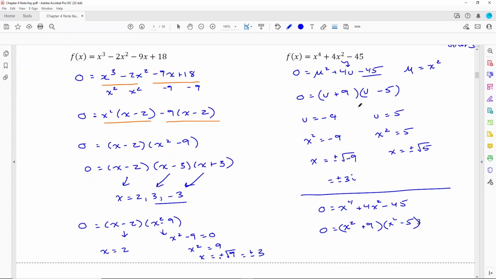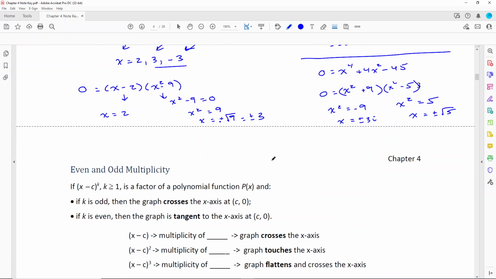And then we're at the exact same place that we would be, right? You'd say x squared equals negative 9, x squared equals 5, and you'd still get x equals plus or minus 3i, and x equals plus or minus root 5. So if you don't need to do the u substitution, you don't have to. But chapter 2 got you ready so that you can recognize something as quadratic in form, and then you are allowed to use a u substitution so that it's easier to factor. All right, moving on.